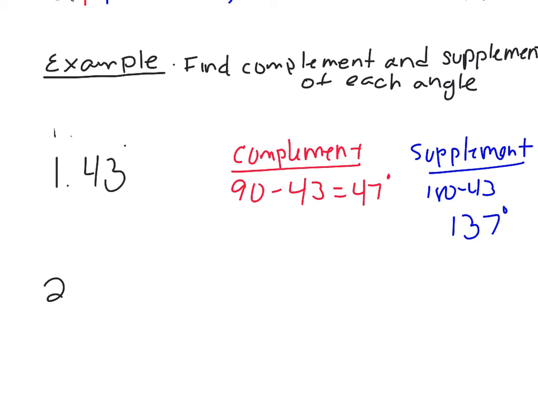Okay, number 2 is 112 degrees. There is no positive angle that when I add it to 112 degrees, you get 90 degrees. So there is none. No complement for this. All right, supplement. It'll be 180 minus 112. Plug that in your calculator. The supplement would be 68 degrees.